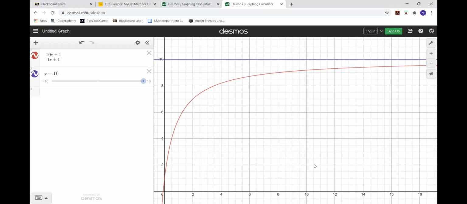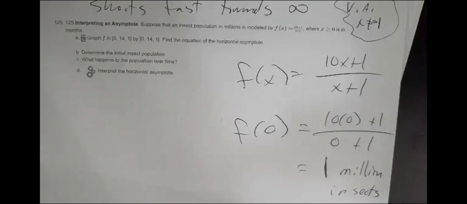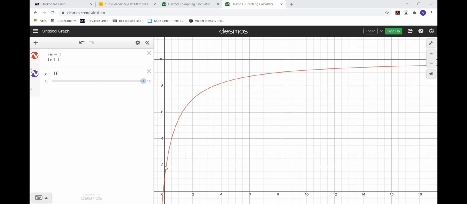So what is that telling me? What happens to the population over time? If we look at it, it's going up really dramatically right here, really steep. And then what starts happening? It starts getting less steep, and less steep, and less steep. So the population is increasing less and less as we go on. Sort of like it's overpopulating or something.